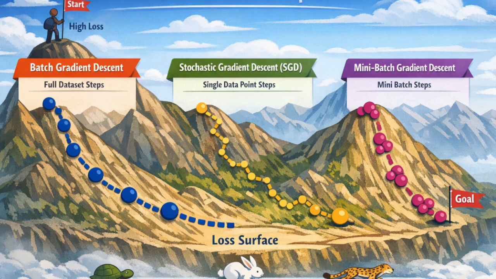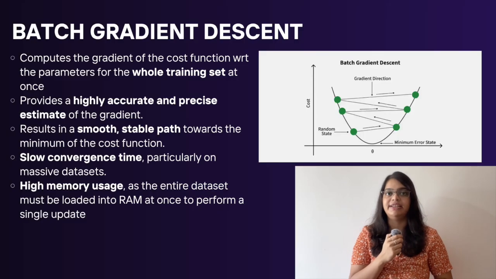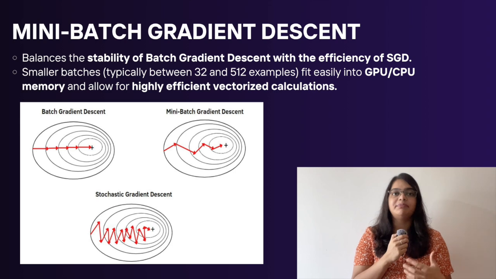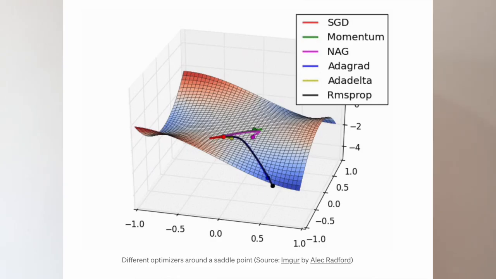There are different versions of gradient descent. Say batch gradient descent. It uses the full dataset and is slow but stable. There is stochastic gradient descent, or SGD. It uses one example at a time. It is fast but noisy. Then there is mini-batch gradient descent. It has a balance of speed and stability. Then there are advanced ones like Adam and RMSProp. These adjust the learning rate automatically.